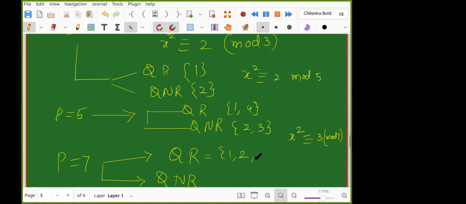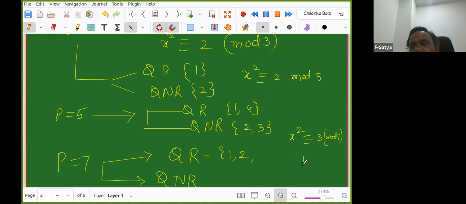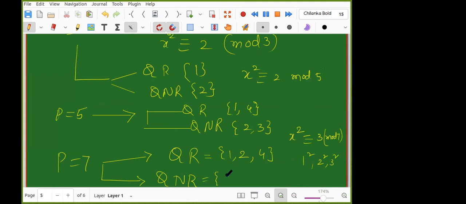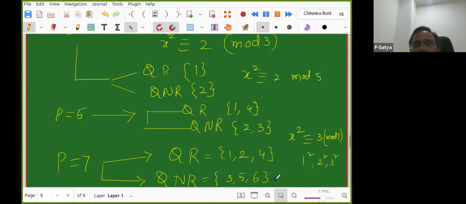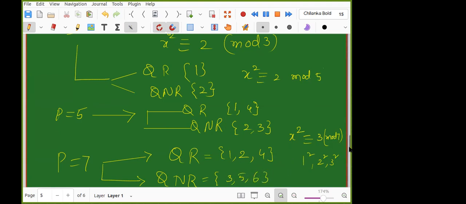Basically, what you are doing is 1 square, 2 square, and 3 square. 2 square is congruent to 4, right? And 3 square is congruent to 2. So 1, 2, 4, these are the quadratic residues. What are the quadratic non-residues? 3, 5, 6. Okay, these are the quadratic non-residues, right?